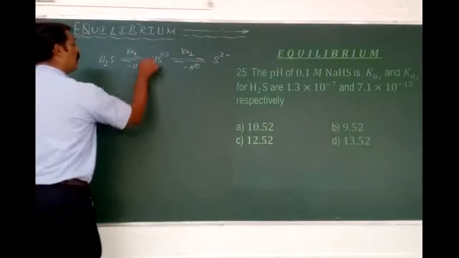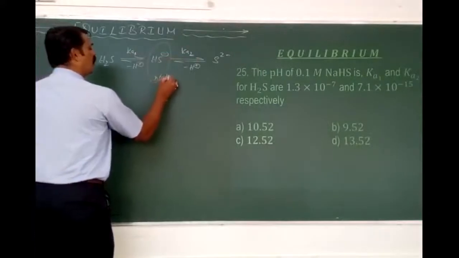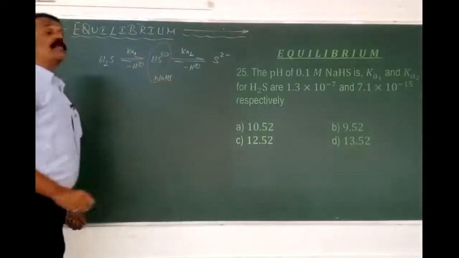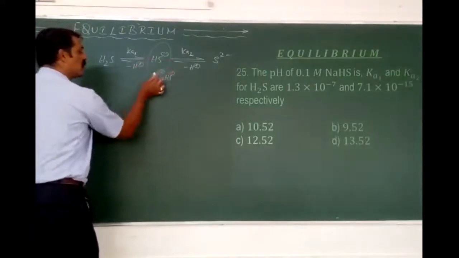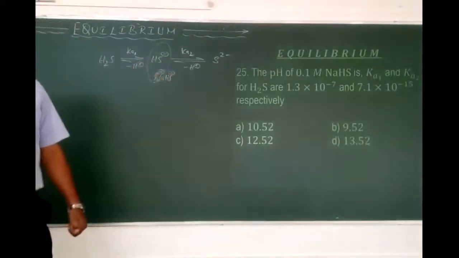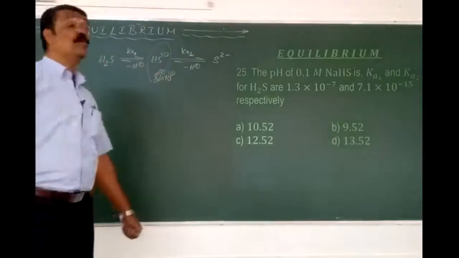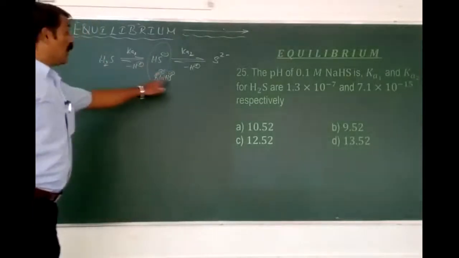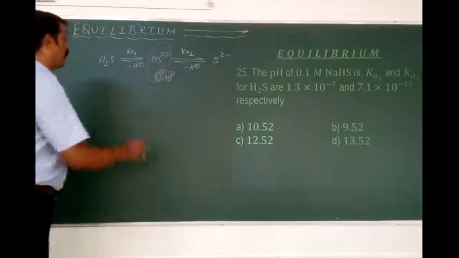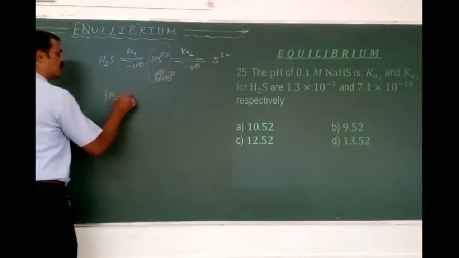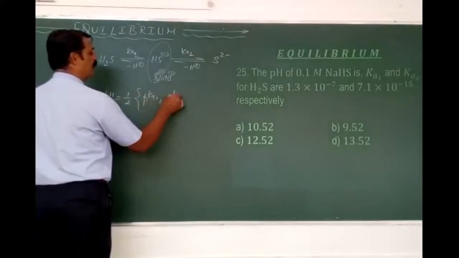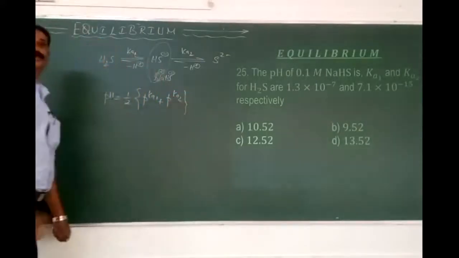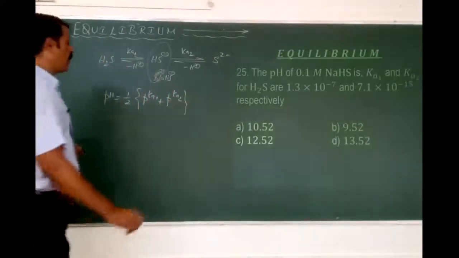Here we are finding the pH of sodium bisulfide, which is Na plus and HS minus. Usually Na plus does not interact with the pH because it is neither H plus nor OH minus. Now, as HS minus is the intermediate between them, the pH of this type of species is given directly by the formula half of pKa1 plus pKa2.